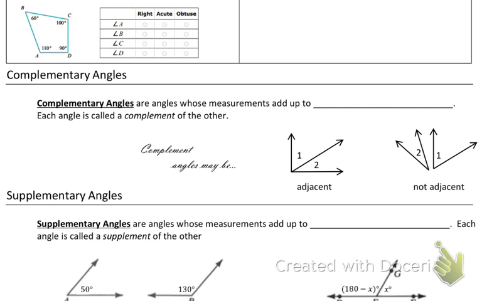All right, so complementary angles. They like to complement each other. No, not really. Complementary angles are angles whose measures add up to, now this is the only rule for complementary angles, they have to add up to 90 degrees.